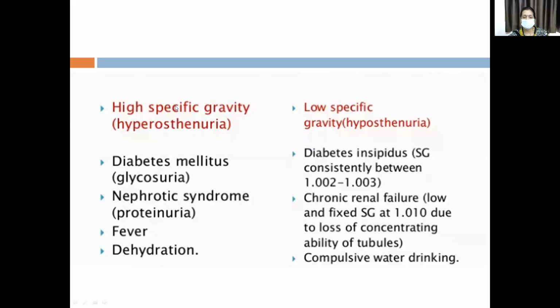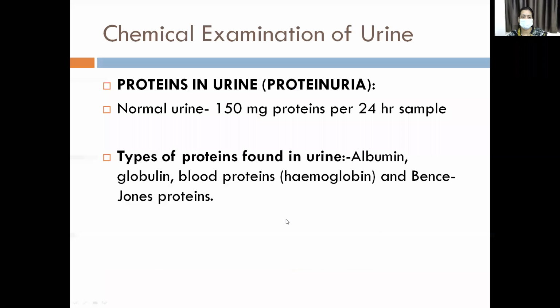High specific gravity is seen in oliguria, where less urine is passed and it is more concentrated. In diabetes mellitus, glucose is a solute in higher amount than the urine output. In nephrotic syndrome, protein is the solute. Also in fever and dehydration. Low specific gravity is seen in diabetes insipidus because of polyuria with low solute, then chronic renal failure, and compulsive water drinking. These are the examples.